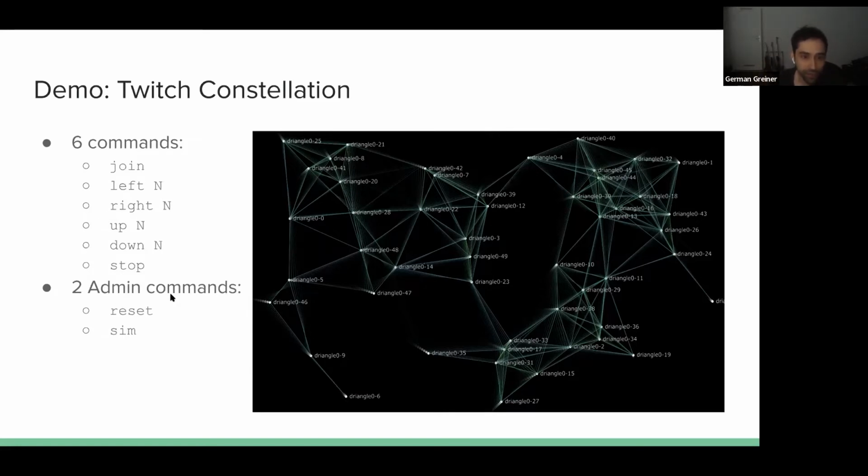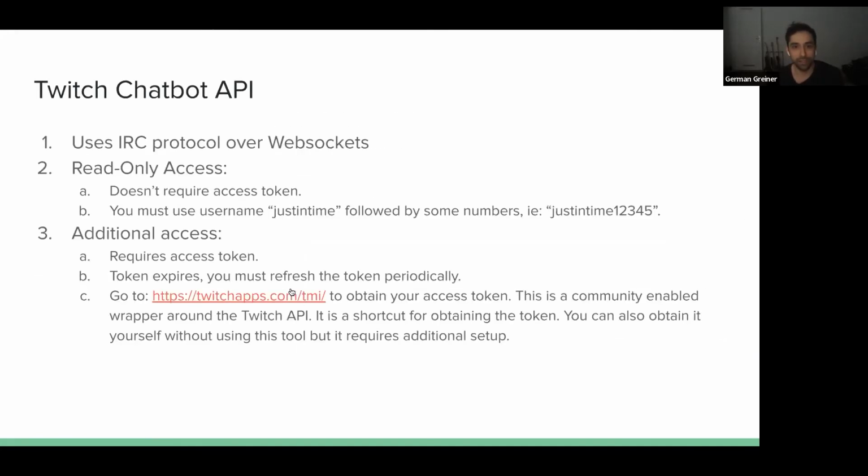And then I also added 2 admin commands. So these are commands that only I can run as a user. And reset is to clear everything. Everything gets deleted. And then sim, which simulates what would happen if 50 users joined at once. Because obviously I've been testing this on my own, or just with a couple of friends. But I wanted to test it out with what it would look like with many people. So I just type in sim, and then it simulates many users joining. Let's see. Yeah, I'll talk about this first, and then I'll do the demo.